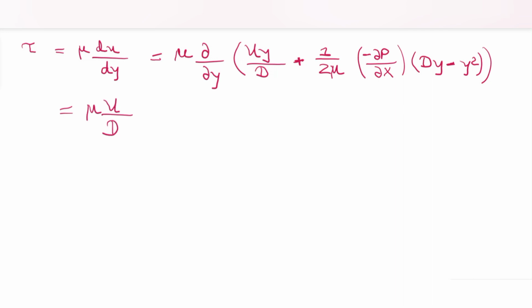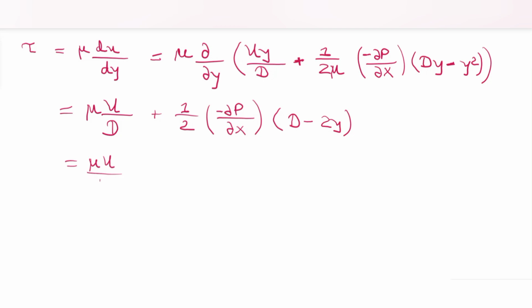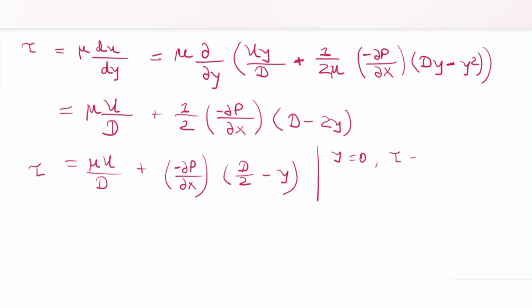So mu into U by d, because for Uy by d the differentiation of y is 1, then 1 upon 2 into minus del p by del x into the differentiation of dy, which is d, and of y square, which is 2y. So this will be mu U by d plus 1 upon 2 minus del p by del x into (d minus 2y), or we can write it as (d by 2 minus y), just multiplying 1 by 2 in the bracket. Now we have these boundary conditions. When y is 0, tau is equal to tau 1, and when y is equal to d, tau is equal to tau 2.